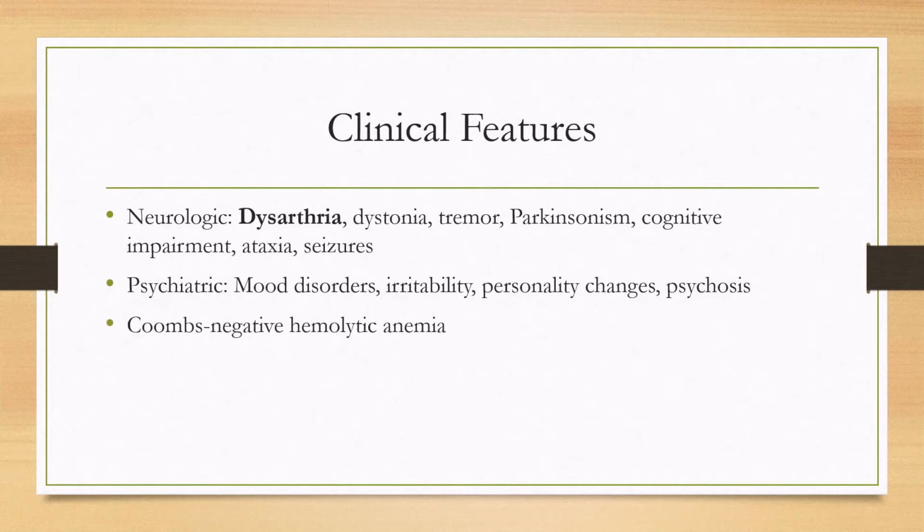Other clinical features can include neurologic symptoms such as dysarthria being the most common one, but otherwise the presentation can be variable, including dystonia, tremor, Parkinsonism, cognitive impairment, ataxia, and seizures. There are usually some psychiatric manifestations too, such as mood disorders, irritability, personality changes, and psychosis. Coombs negative hemolytic anemia can be found too, and occasionally it is also the presenting symptom.